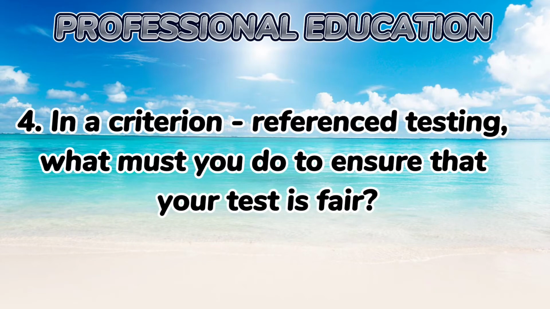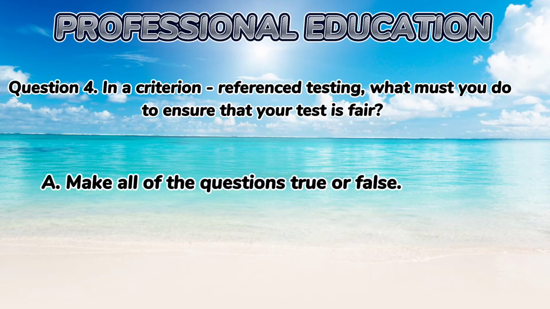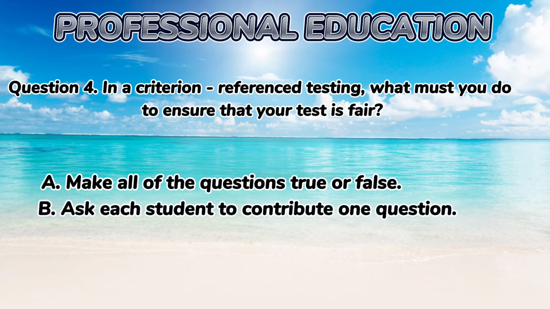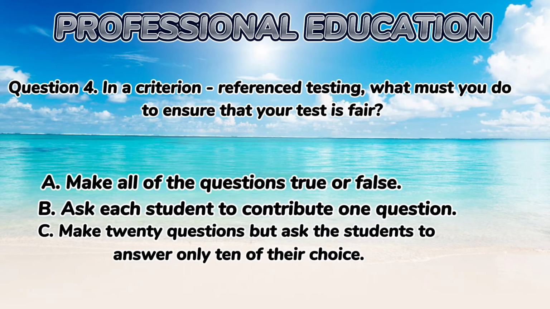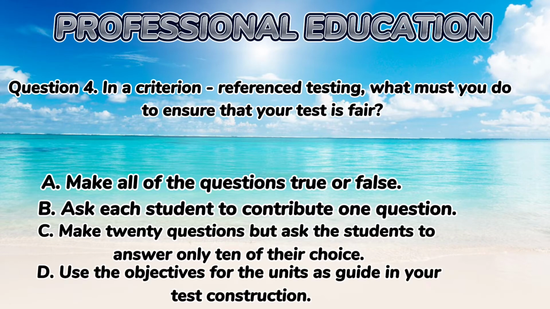Question number 4. In criterion-referenced testing, what must you do to ensure that your test is fair? Choices are: A. Make all of the questions true or false. B. Ask each student to contribute one question. C. Make 20 questions but ask the students to answer only 10 of their choice. D. Use the objectives for the units as a guide in your test construction.